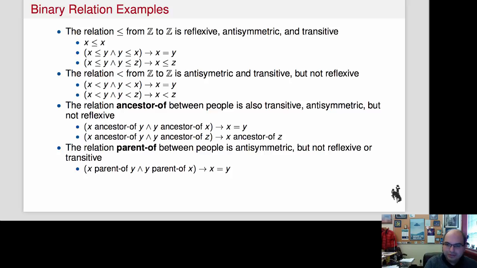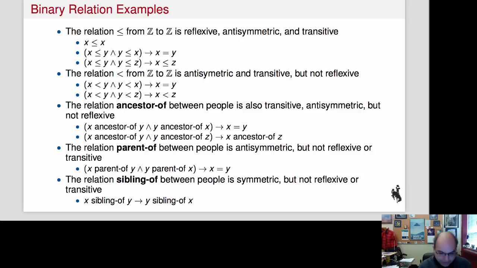Anti-symmetric, yeah. So if A is a parent of B, that automatically means that B can't possibly be a parent of A, right? Nobody can be a parent of their own parent. So yeah, that's done. Okay, and then there's sibling. Sibling is a little subtle because nobody is their own sibling, right? We don't think of that when we think of siblings. So it is the case that if x is a sibling of y, then y is definitely a sibling of x. Okay, it is symmetric, right?